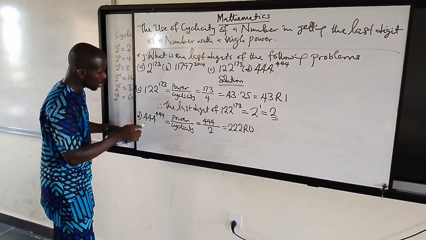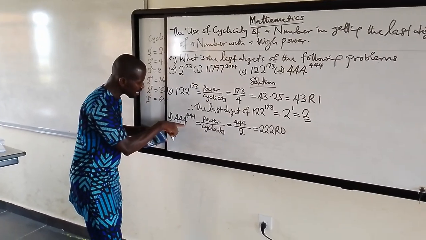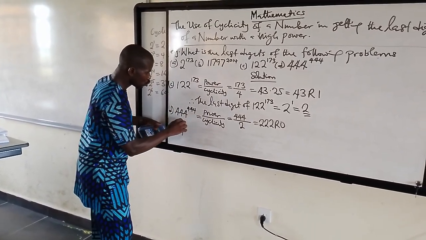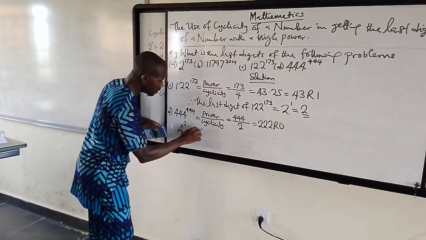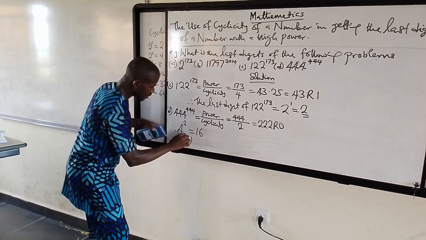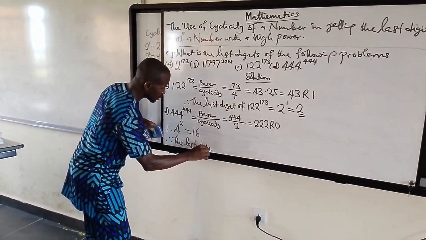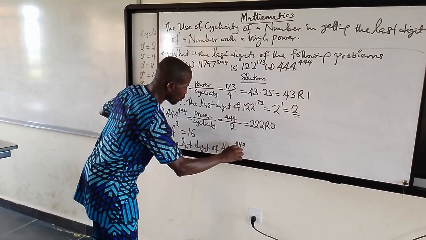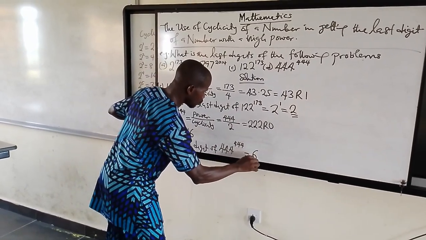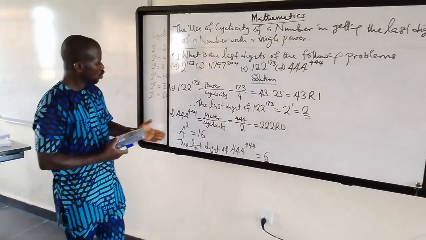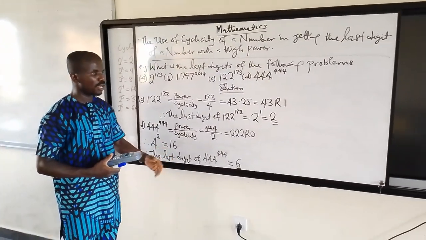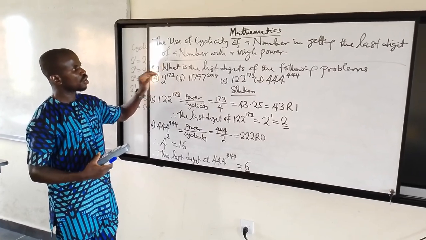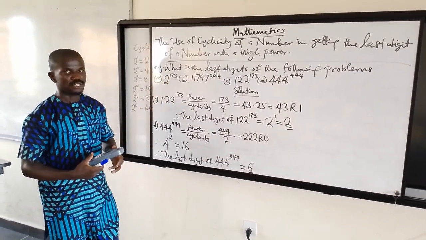What I need to do is to now say this last digit 4 raised to the power of the cyclicity of this 4, which is 2. In this sense, I'm having 4 raised to the power of 2, which is 16. Therefore, the last digit of 444 raised to the power of 444 is 6. So 6 is the last digit of this number with this very high power. This is how we can get the very last digits of numbers using the cyclicity of a number. Thank you for watching.